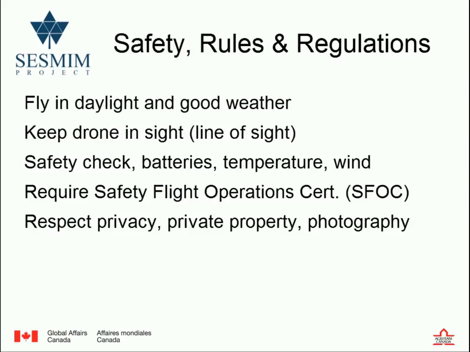So in terms of safety, rules and regulations, we are responsible. You need to fly in daylight and in good weather. So what is good weather? We're really talking about you can't fly in the rain, and we cannot fly if the wind is too strong. We should try to keep the drone in line of sight, if possible. There are two reasons for line of sight. Even if you can't see it, the drone is so far that it's small. What we mean by line of sight is that you do not want to fly your drone behind a mountain, because you may lose radio contact, okay? And if you lose radio contact, you may lose your drone.